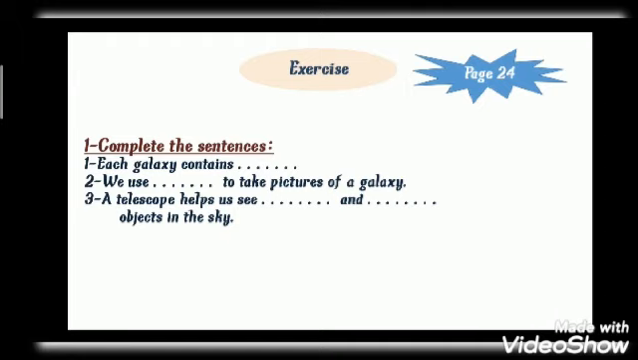Super. Now we solve exercise in the main booklet, page 24. Complete number 1. Each galaxy contains many stars. Number 2. We use what to take pictures of galaxy? Telescope. Yes, super. Number 3. Telescope helps us see very small and very far objects in the sky.